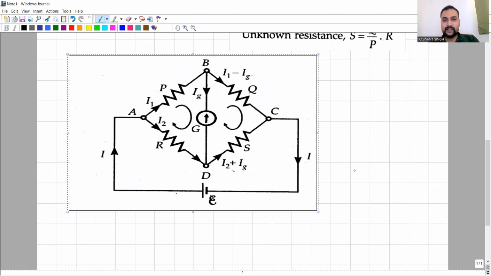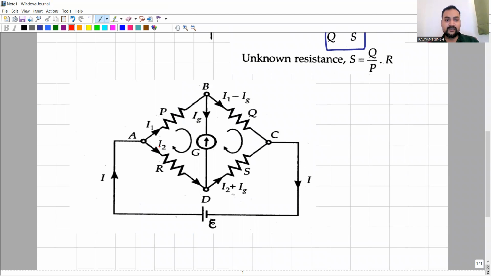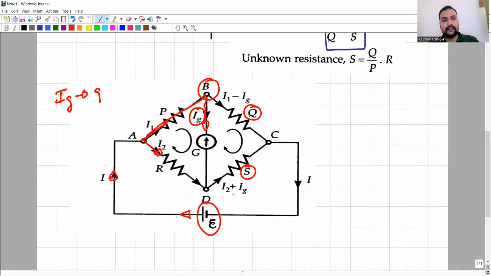Now consider this Wheatstone bridge. You have four resistances here: resistance P, resistance Q, then R, and then S. The current is coming out from the cell E, this current I, and this current I is getting divided into I1 in this line and I2 in this line. Then the I1 current goes here, and at the point B, some current is going to flow here. This current is called IG.